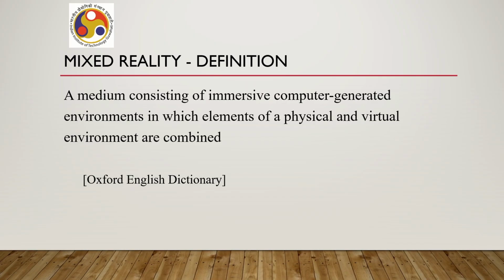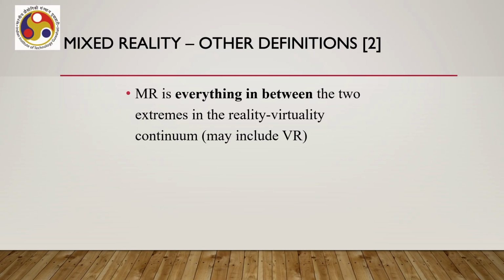If we go by the dictionary definition like we have done before, we can say that mixed reality is a medium consisting of immersive computer generated environments in which elements of physical and virtual environments are combined. But this definition is not very categorical on how this is different from definition of, say, VR or AR. So, there is an element of confusion in the dictionary definition. Now, there are few other definitions available.